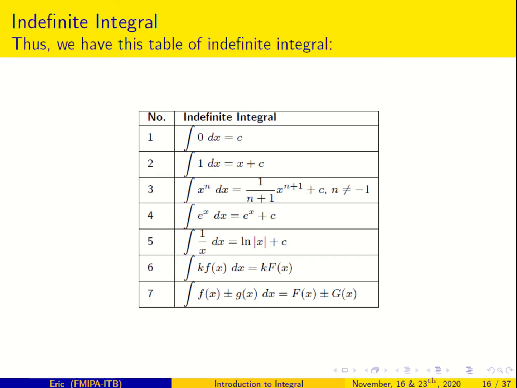Okay, so in the previous video, we looked at the indefinite integral, and this is the table. The indefinite integral of 0 is just a constant. Why? Because we are looking at the antiderivative. The integral of 1 is x plus c. The integral of e to the x is e to the x plus a constant. Don't forget we have an arbitrary constant here. The integral of 1 over x is the log of the absolute value of x. Don't forget this is the natural logarithm.